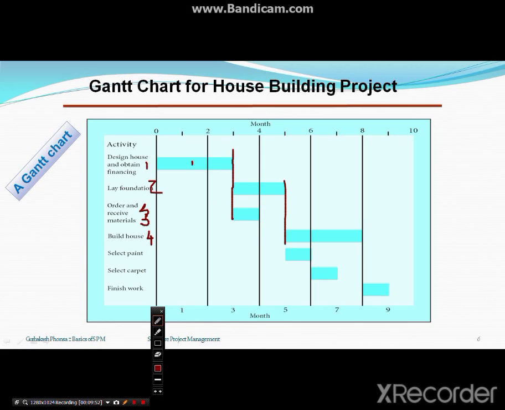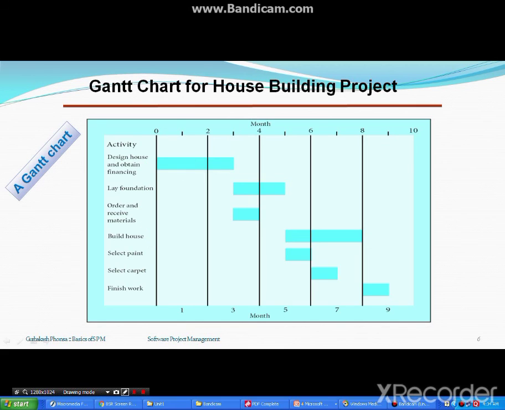So activity 4, building the house, the duration is given as 3 months. So the bar chart is 3 months. In this way, if you go step by step, we can get from the bar chart the total time taken by the project. Okay, so here in this case, for making a house, it takes almost 9 months. Okay, 9 months to complete the activities, starting from activity number one, that is design house and obtaining financing.